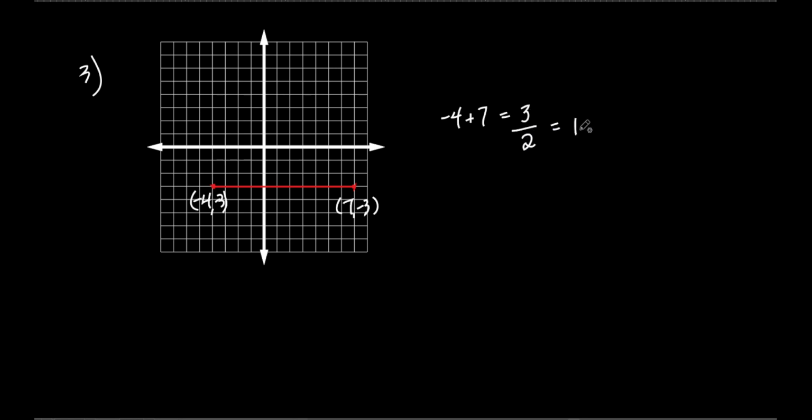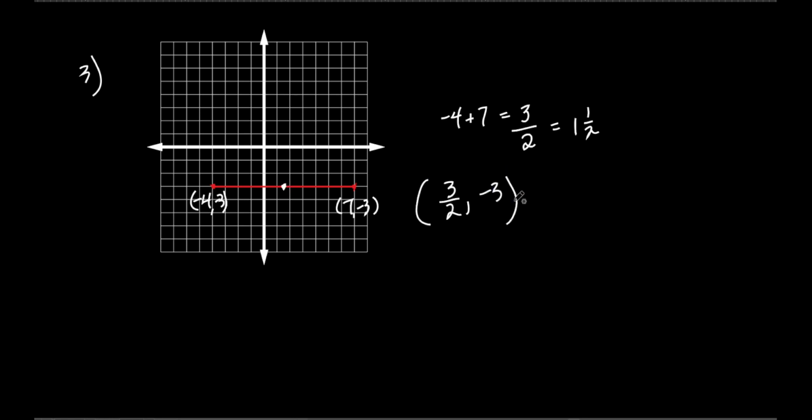3 halves is what? 1 1/2. So I go over 1 and 1/2. So where's the midpoint? It's right there. Now you don't have to write 1 1/2. The only reason I did that is so you could see it on the graph. So how could you write the midpoint? Just write 3 halves, comma, how far down did you go? You didn't go down 0. You went down -3.